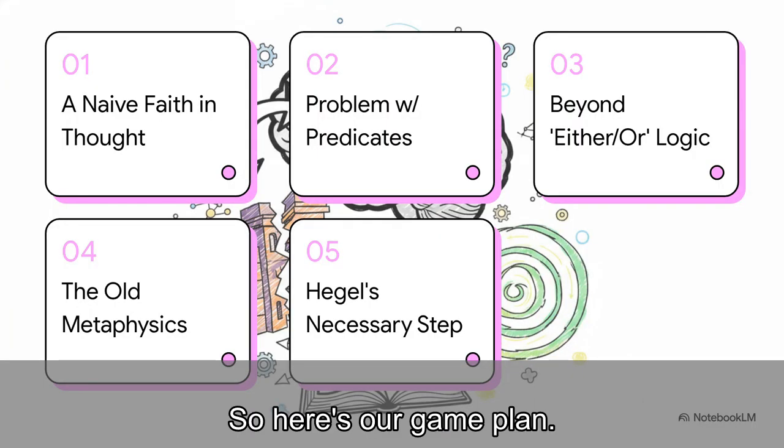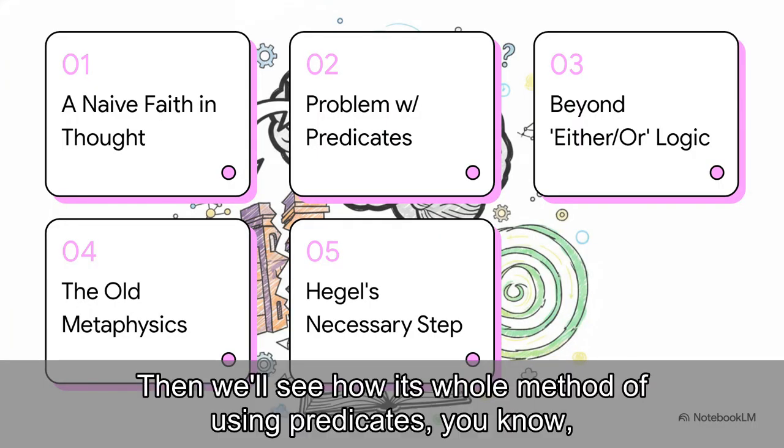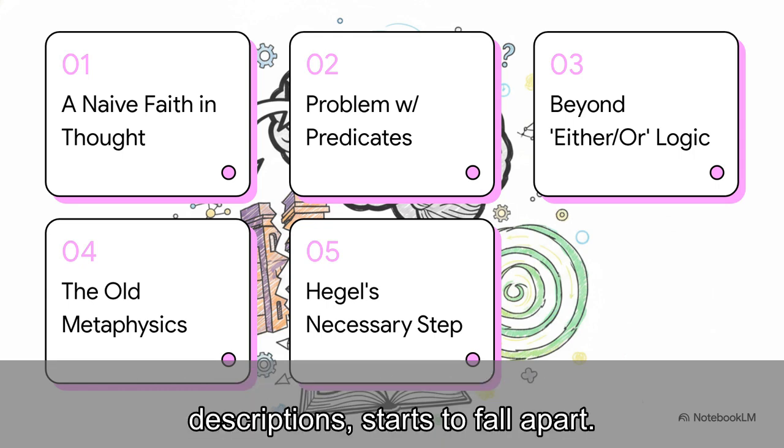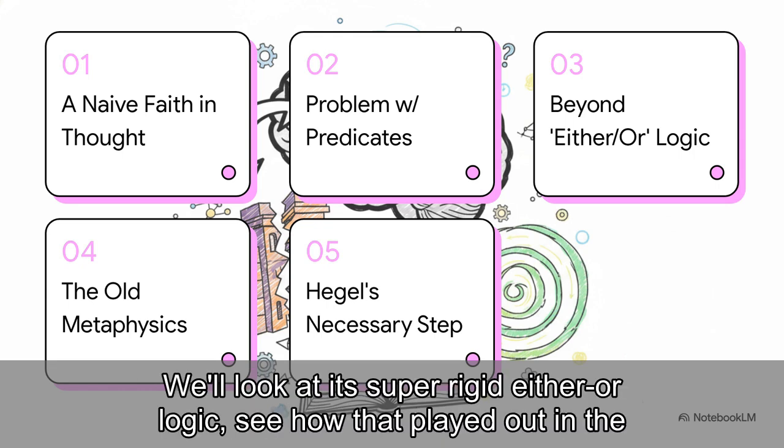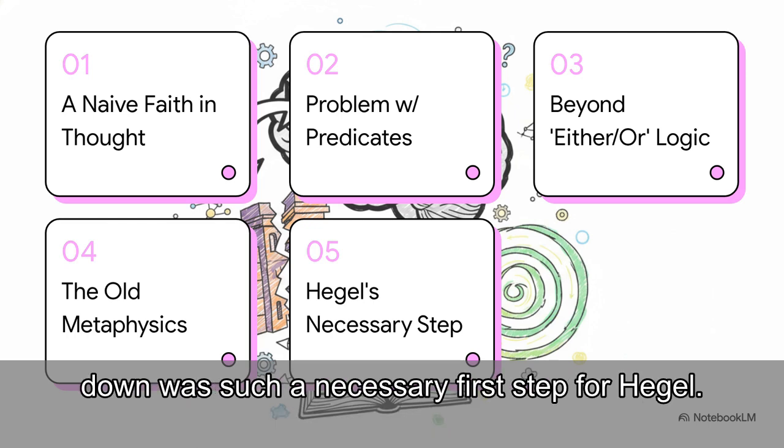So, here's our game plan. First, we're going to define this naive faith in thinking. Then we'll see how its whole method of using predicates, descriptions, starts to fall apart. We'll look at its super rigid either-or logic, see how that played out in the old-school metaphysics, and finally, we'll understand why tearing all of this down was such a necessary first step for Hegel.